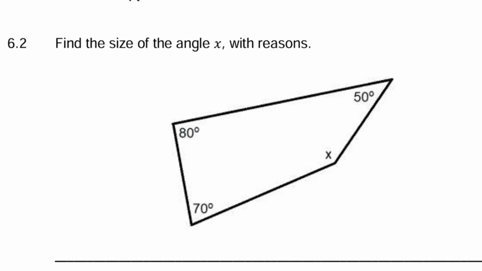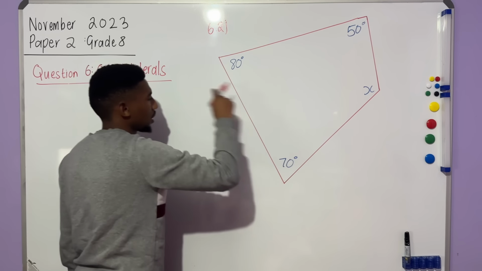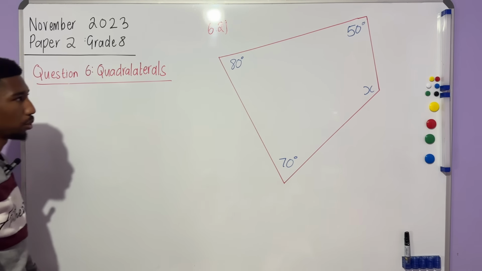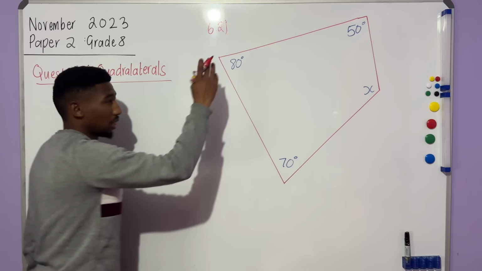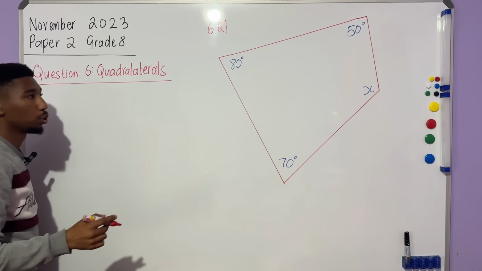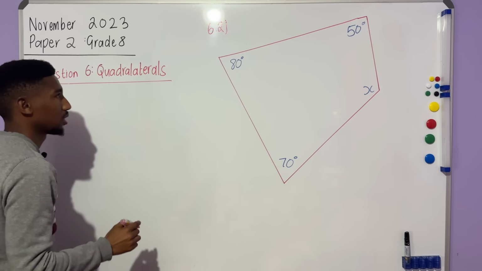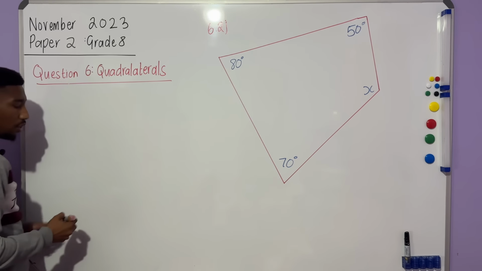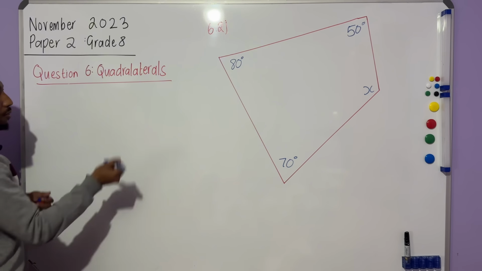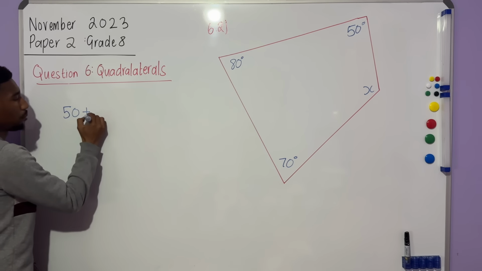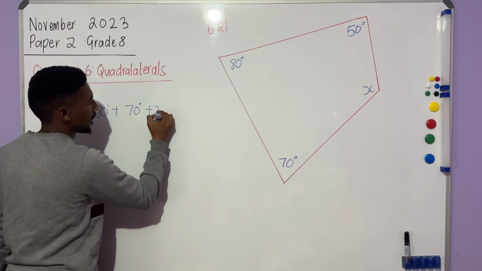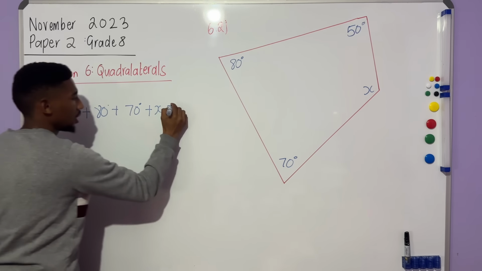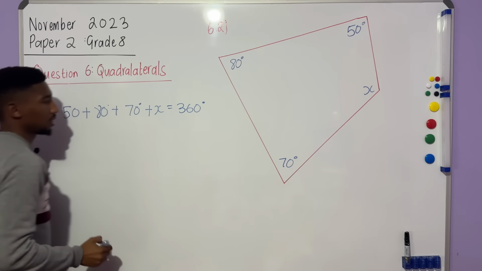A quadrilateral is 4 lines that make up a shape, that closes the shape, importantly. Okay, and all the angles in a quadrilateral, when you add them, they equal 360 degrees. So we have the following. We have 50 degrees plus 80 degrees plus 70 degrees plus x. Those are all the angles. They're equal to 360 degrees.